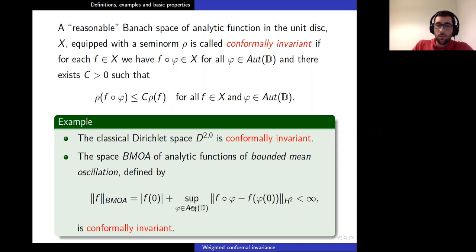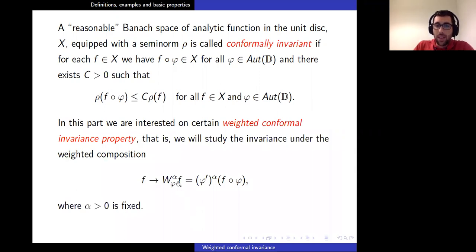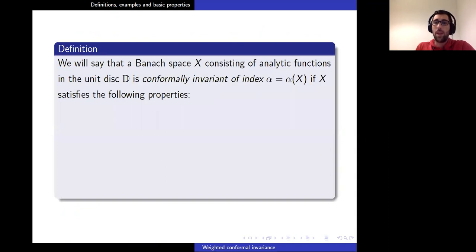So in this talk, we will study the invariance under this weighted composition operator, W_{α,φ}. The classical conformal invariance property studies the invariance under the composition operator whose symbol is an automorphism. So here, instead of considering these composition operators, we will consider these weighted composition operators, where φ is also an automorphism. To be precise, we will say that a Banach space of analytic functions in the unit disk is conformally invariant of index α if our space satisfies the following properties.